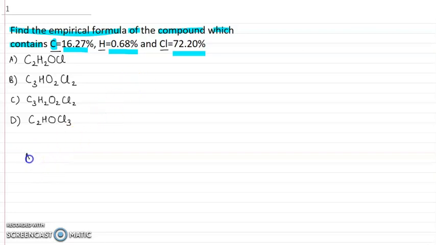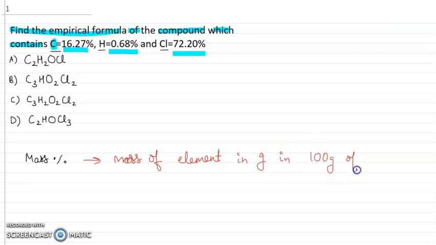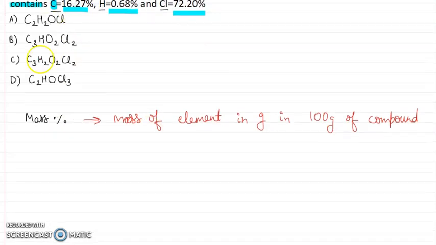When we are talking about mass percent, it tells us the mass of the component, in this case the element, in grams, in 100 gram of the compound. So here, if we are talking about a percentage, then this would be 16.27 gram of carbon. We will make a table over here.